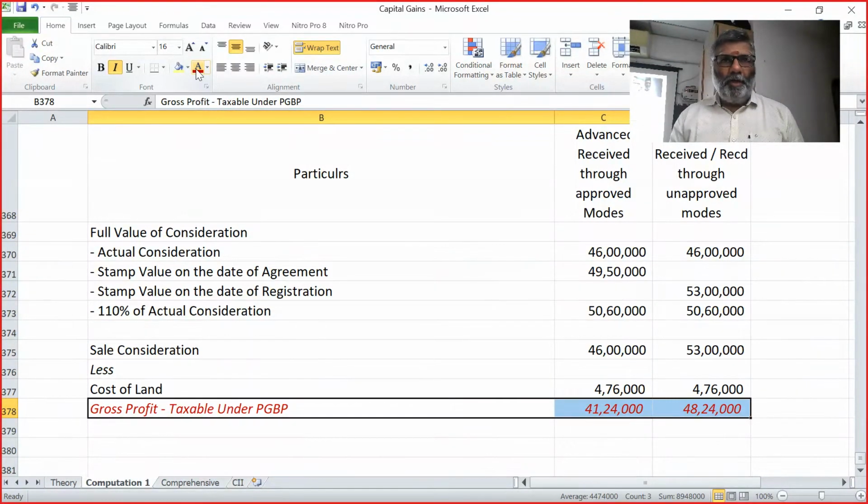Am I clear? Okay. So advance received through approved modes, unapproved modes.